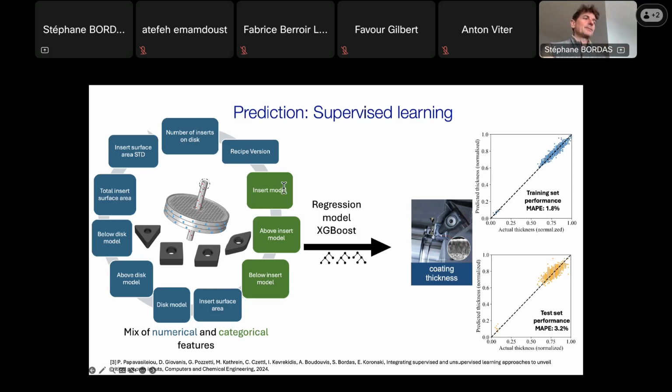Then you have the insert model. So what does it mean, model? So model is going to be, is it this little shape here that looks like a diamond? Is it that one that looks more like a cube? Or is it that one that looks like a prism? So extruded triangle. So what is the model? And what is the model above that one? And what is the model below?